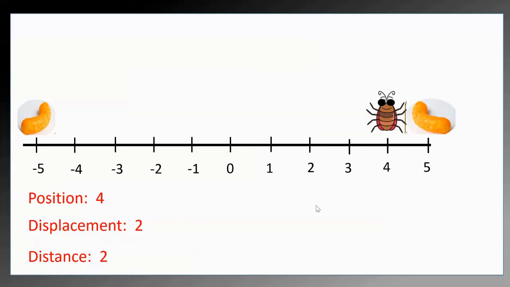So he's going to come over here. Okay, let's just look at what we got so far. He's moved a couple positions. His position is 4 because that's where he's at right now. His displacement is 2, right? And how do we get that? You can just imagine that there's an arrow drawn from where he started, which is right here, over to where he is now, which is 4. And that arrow would be 2 tick marks long.